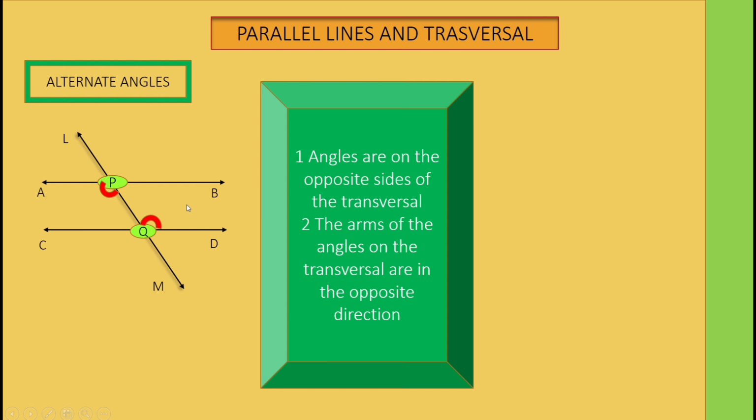Now the second character is that the arms of the angles on the transversal are in the opposite direction. Look at what the second character says: the arms of the angles on the transversal are in the opposite direction. For that purpose, let us consider again angle APQ. This angle consists of two arms, that is arm PA and arm PQ. Out of these two arms, the arm PQ is present on the transversal and it is in the downward direction.